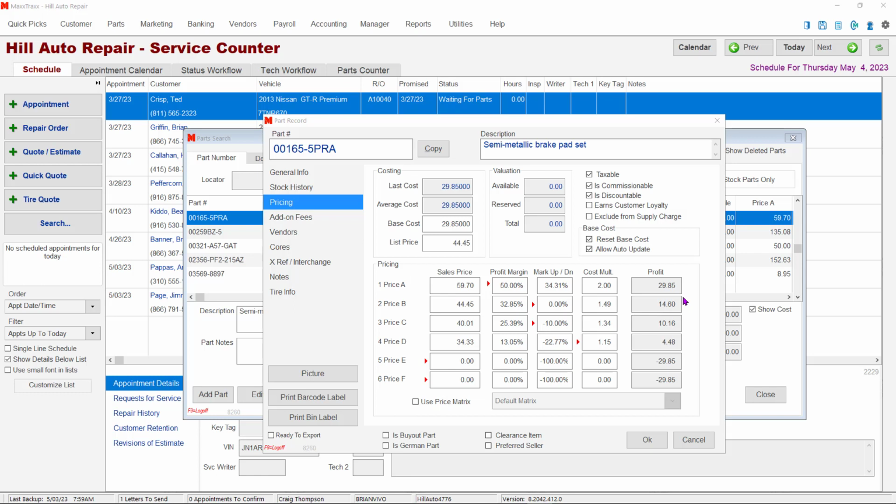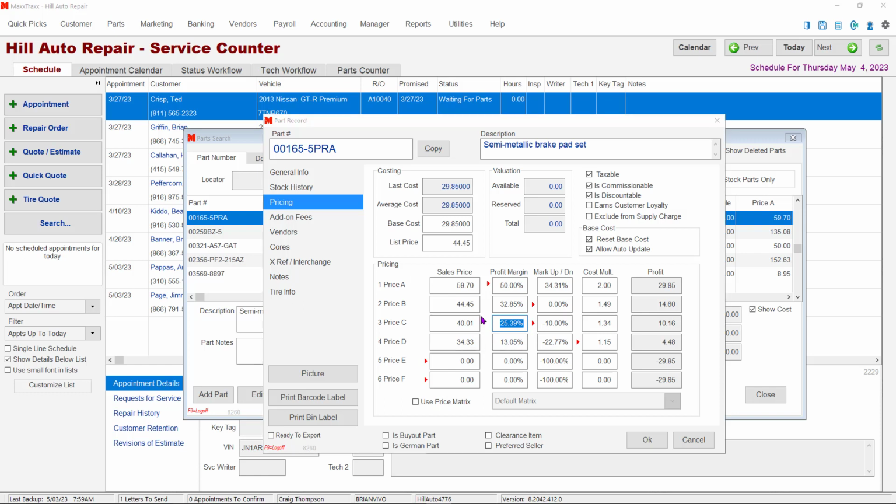For price level C, we show a 10% discount off the suggested retail price. This gives us a sale price of $40.01 with a 25.39% profit margin. Note that the profit on the part is now down to $10.16. By cutting our profit margin from 50% to roughly 25%, we have decreased our profit substantially. The determining factor is the markdown from retail price.